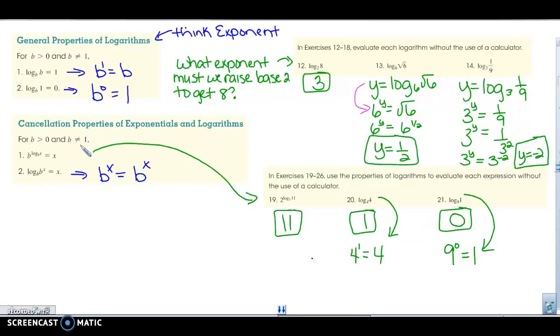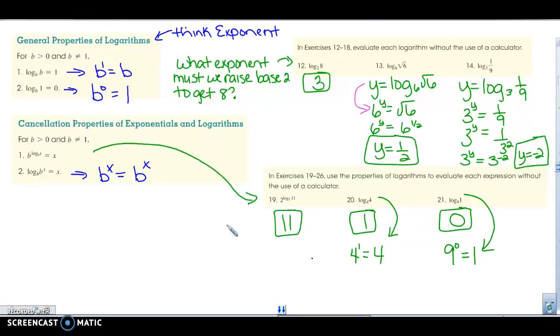Now take a look at what we call the cancellation properties. This here is saying b to this power equals x. Well, what is this actually representing? Notice it is representing an exponent that I'd have to raise b in order to get x. So if that's the case, when you raise b to this, you're going to get the result x.